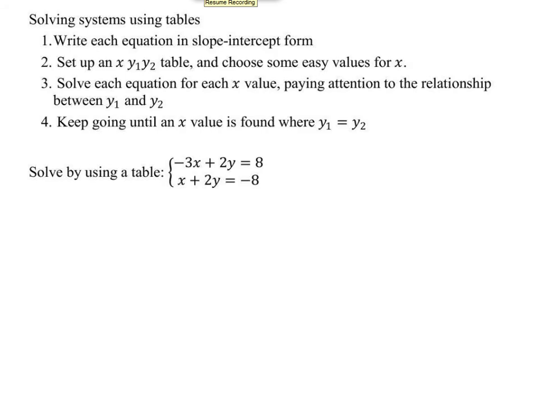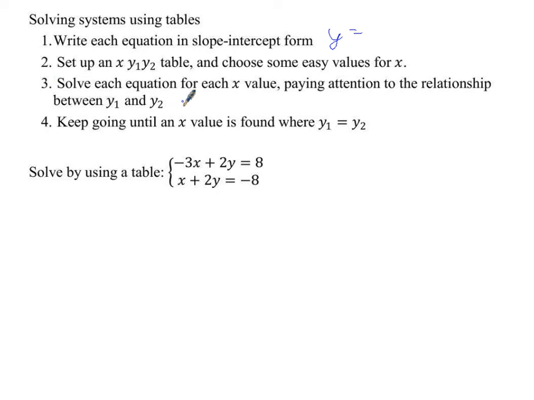Here's your steps for solving a system using tables. First of all, write each equation in slope-intercept form again. So again, that's going to be y equals some stuff. Then set up an x, y1, y2 table and choose some easy values for x. I'll show you what that means here in a second. Then solve each equation for each x value, paying attention to the relationship between y1 and y2.